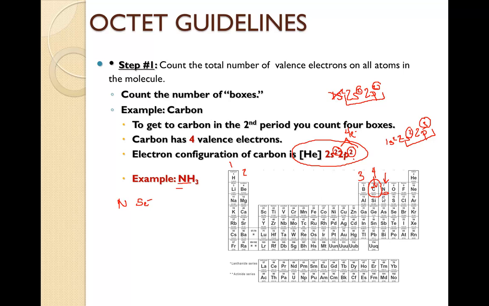We need to count the number of valence electrons in all the atoms. So I have 3 hydrogens. Hydrogen is in the 1st row. So I have 3 times 1. So 5 plus 3 is equal to 8 electrons total around this molecule.